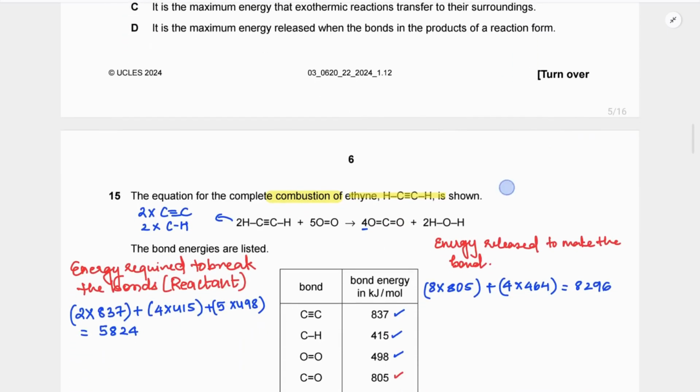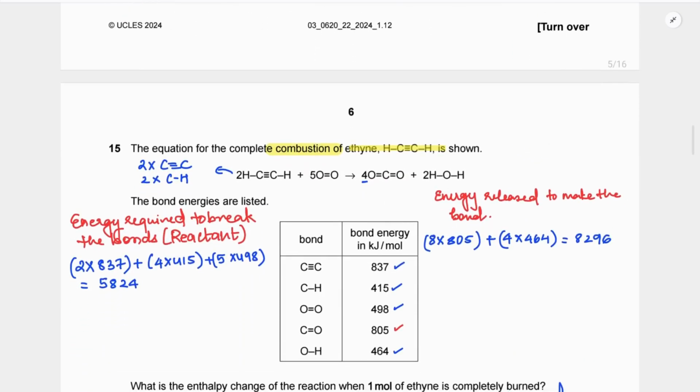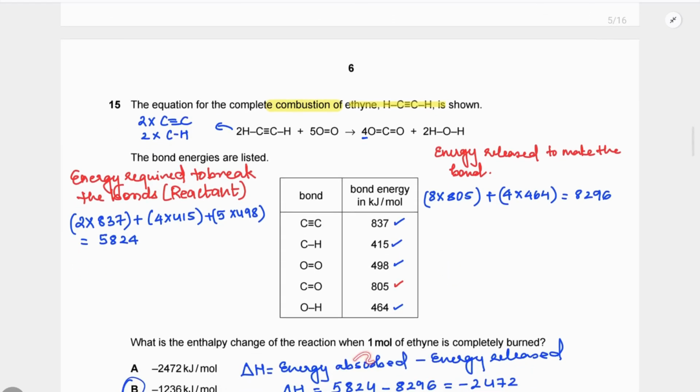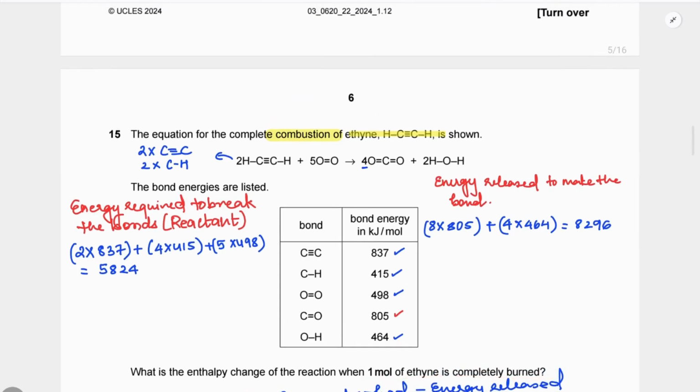15. The equation for the complete combustion of ethane is shown. Now over here we're going to have all the reactant side and product side. Over here also they have given that the bond energies are listed. What is the enthalpy change of the reaction when 1 mole of ethane is completely burned? So first thing, we first see the energy required to break the bond, which is energy absorbed to break the bond, which is in the reactant side. So we will take each and every reactant.